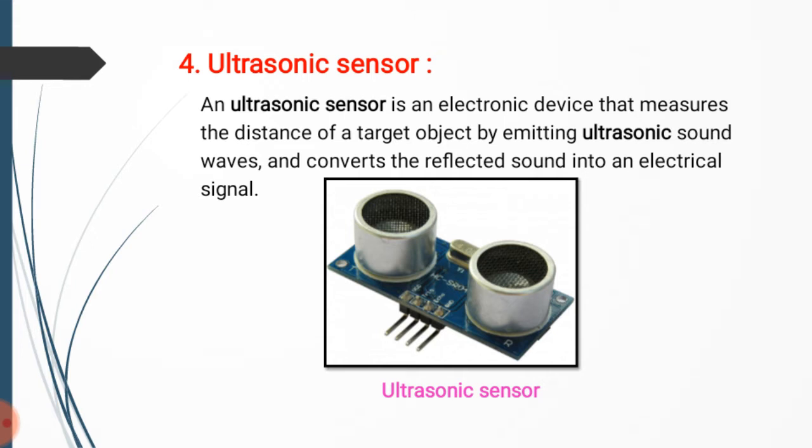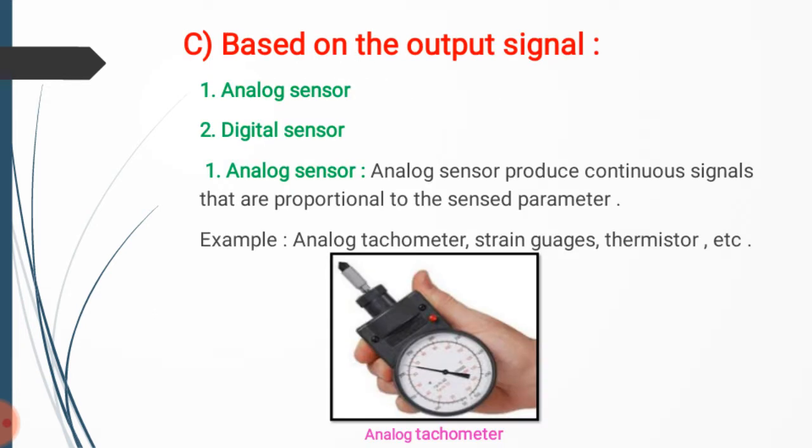These are the four types of sensors based on the working principle, that is, the operation of the particular sensor: the resistive sensor, capacitive sensor, inductive sensor and ultrasonic sensor. Now next is the classification based on the output signal, that is, whether the signal is digital or analog, meaning discrete or continuous. Based on that there are two types: first is the analog sensor and second is the digital sensor. Let's see the analog sensor first.